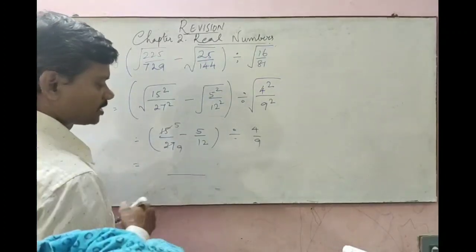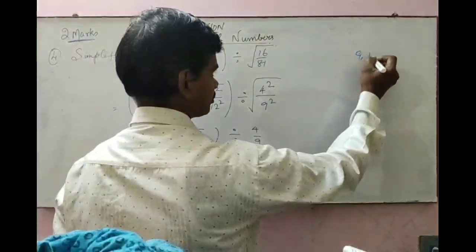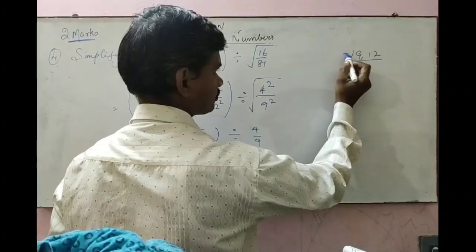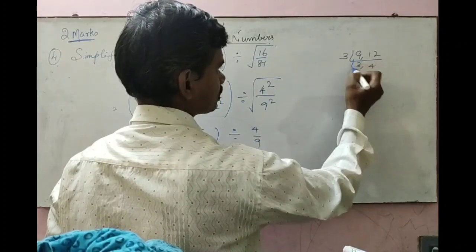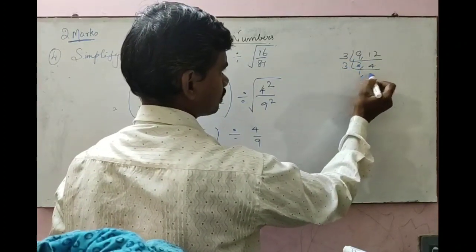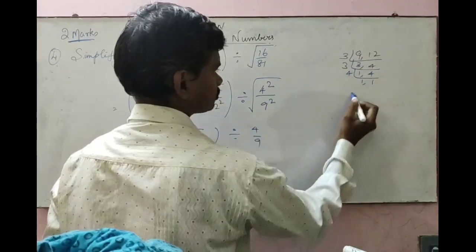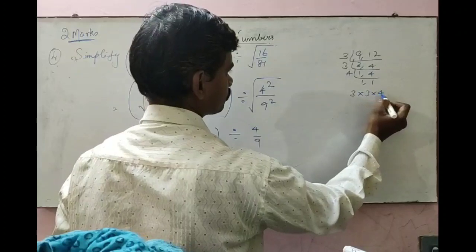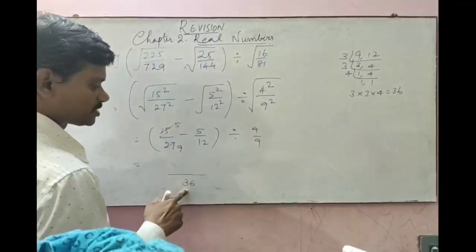What is the LCM of 9 and 12? The LCM of 9 and 12 is 36. To find the LCM, you can do like this. 3 times 4, 3s are 12. Again, if you divide with the 3, you will get 1 and bring the 4 as it is. For 4, you will get 1. So 3 into 4, that is 36, is the LCM. So for 9 and 12, the LCM is 36.